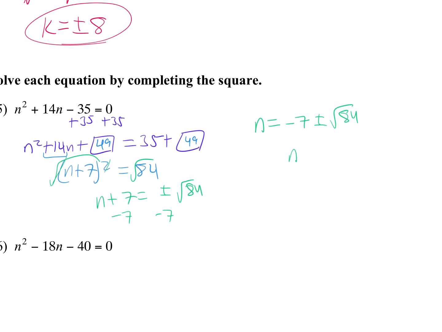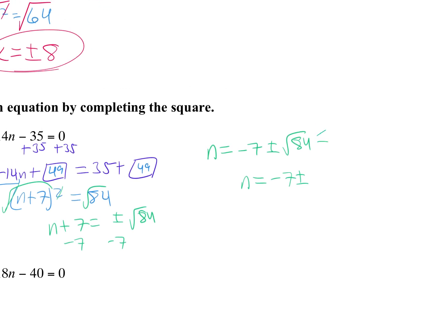And then to simplify this, right, 84 can be broken down into 4 and 21. And 4 is a perfect square, right? So we get 2 square root of 21, right? Square root of 4 is 2. And then 21 cannot break down any further, right? There are no perfect squares in it, nor is it a perfect square itself. So this is your answer.